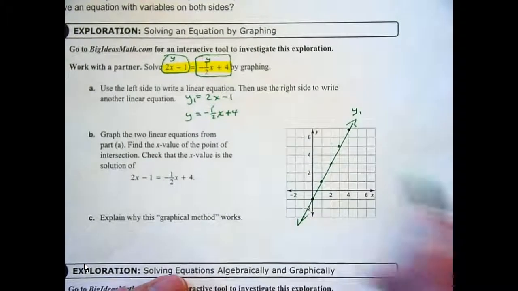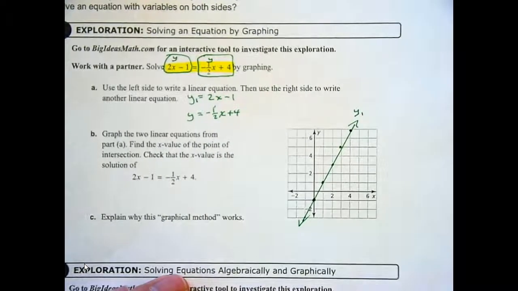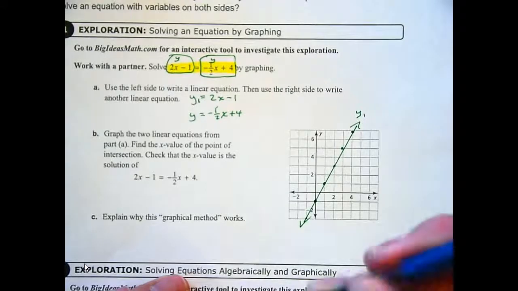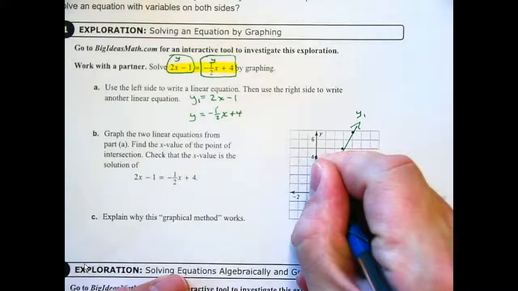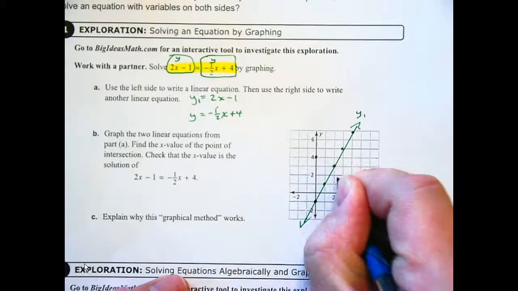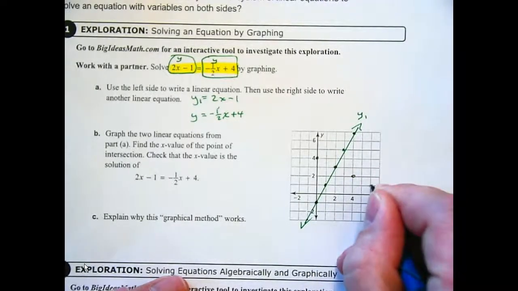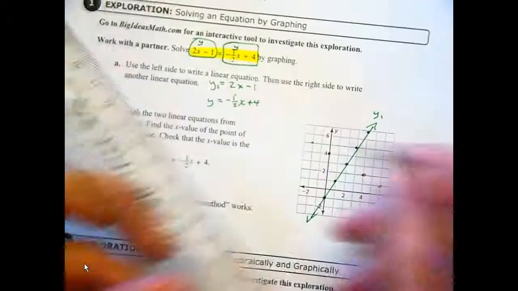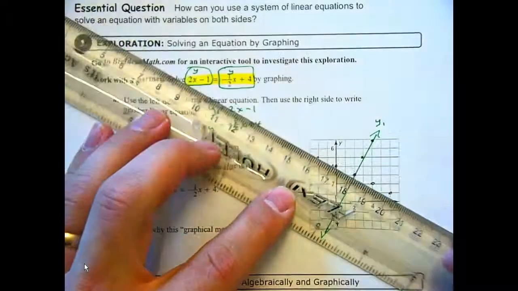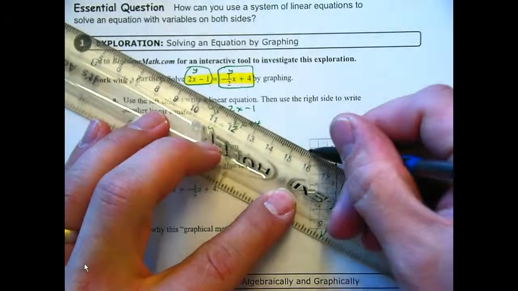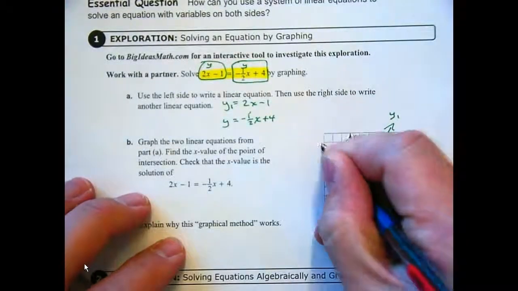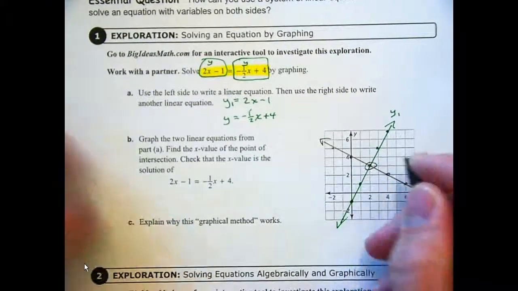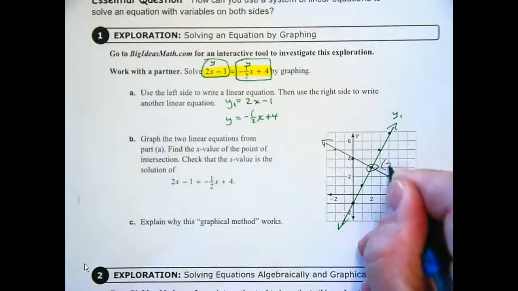All right, and the next one we got negative 1/2 x plus 4. So we go up to 4. We go down 1 and over 2. Down 1 and over 2. Continue the pattern that way and graph it up. And where those two lines cross is a solution to this, the ordered pair 2, 3.